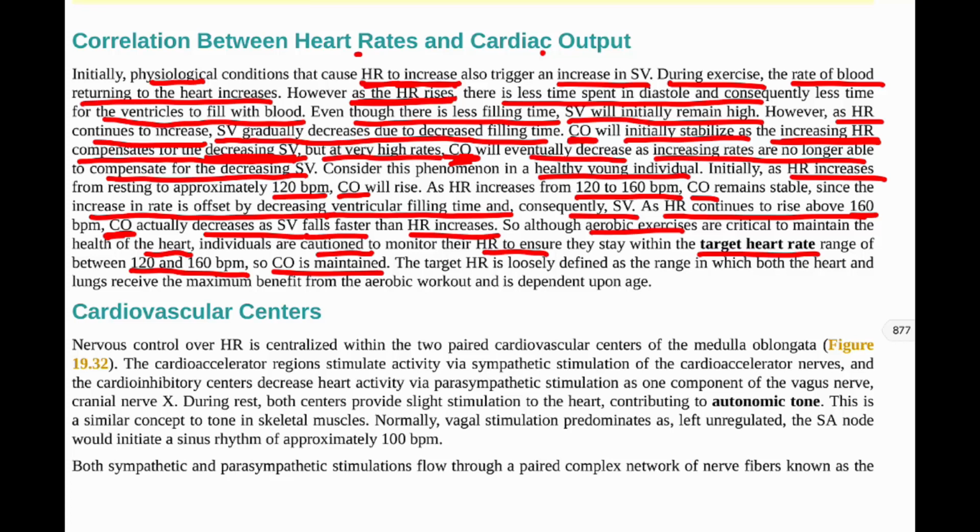Okay, so this is something I think is very interesting when people talk about exercising and meeting this target heart rate. I think it's important to note that this is an actual physical thing. It's not just something that people that exercise talk about, like, you got to make sure you do this many steps at this amount of time or anything like that. It actually relates to the volume of blood your heart is able to pump out in relationship to the heart rate. So the target heart rate is loosely defined as the range in which both the heart and lungs receive the maximum benefit from the aerobic workout, and of course that's dependent upon age. So you want to be in that target heart rate.